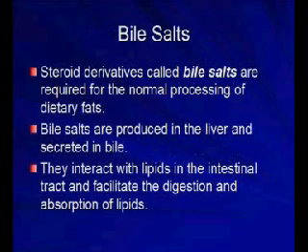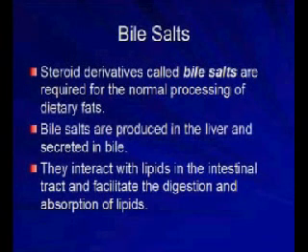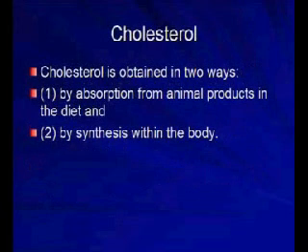Bile salts. Steroid derivatives called bile salts are required for the normal processing of dietary fats. Bile salts are produced in the liver and secreted in the bile. They interact with lipids in the intestinal tract and facilitate the digestion and absorption of lipids. Later in the lecture series, when we discuss the digestive tract, you will see the complete details of digestive substances such as bile and other enzymes involved in the digestive system. Cholesterol is obtained in two ways: one, by absorption from animal products in the diet, and two, by synthesis within the body.